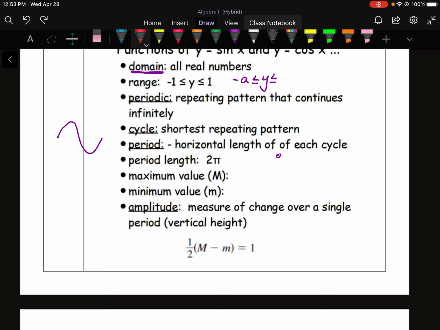A period is going to be the horizontal length of each cycle. In general, our period length is 2 pi, but we can change that, and we'll talk about that here in a second. And then there's the maximum value, big M, and the minimum value, little m. And the amplitude, the last real thing that we need to talk about here, is the vertical height of these waves.